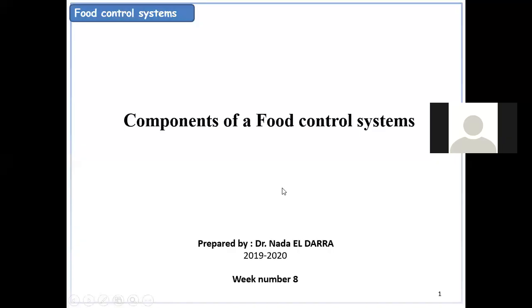Okay, so good morning, everyone. Today I'm going to continue with week number 8, although I skipped some weeks, like 2 weeks, because I think that this lecture is tightly linked to the previous lecture that we already explained about food control systems, okay?